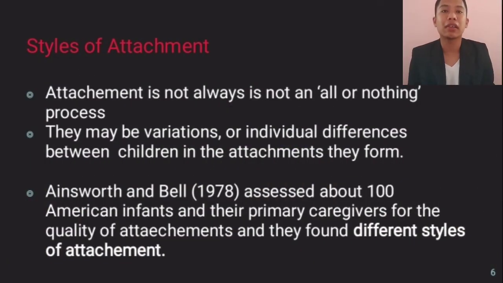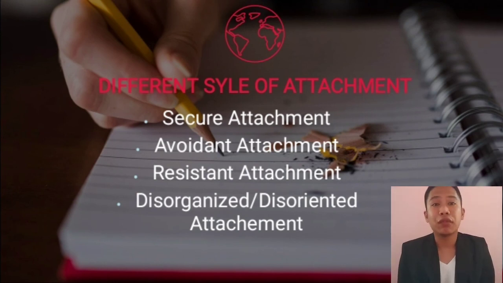So, what are the styles of attachment? Attachment is not an all or nothing process. There may be variations or individual differences between children in the attachment they form. Ainsworth and Bell, 1976, assessed about 100 American infants and their primary caregivers for the quality of attachments, and they found different styles of attachment. The styles are secure attachment, avoidant attachment, resistant attachment, and disorganized or disoriented attachment.